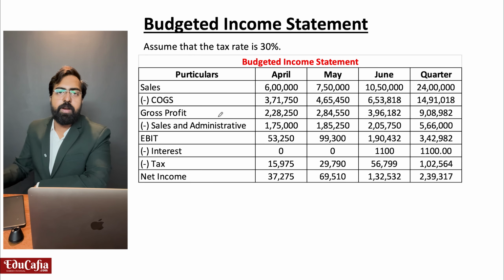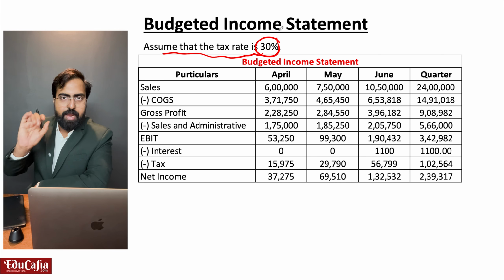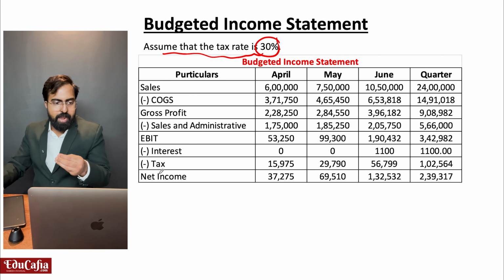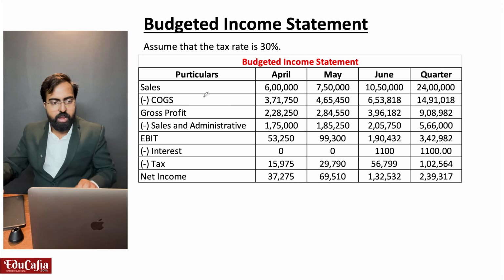So how is this prepared? First of all, keep in mind that the tax rate is 30%. In the income statement we have to pay tax, right? Tax is 30%. You have to keep that in mind. So how did we get the sales?